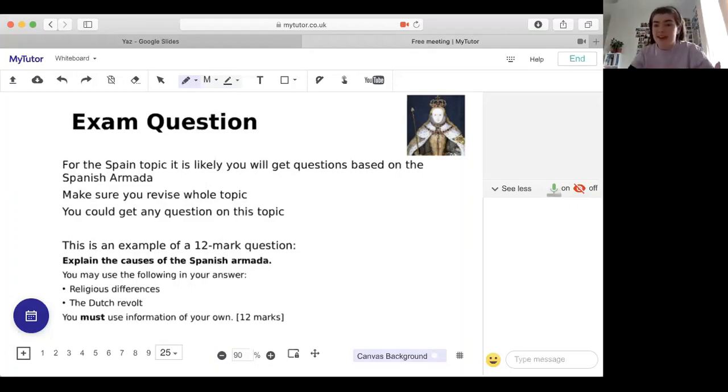So for the Spanish topic, they love the Spanish Armada. It doesn't come up on every exam, not every topic does, but it is quite common. They do like it quite a lot. You could get 4-mark questions, 12-mark questions like this one, or 16-mark questions. Overall, they tend to be 12-mark questions more than anything else, but don't expect a 12-mark question and then you might get a 16-mark question, so prepare for all of them. The key things to think about when you're revising are the causes and the consequences of the Spanish Armada. They're the key ones, really.